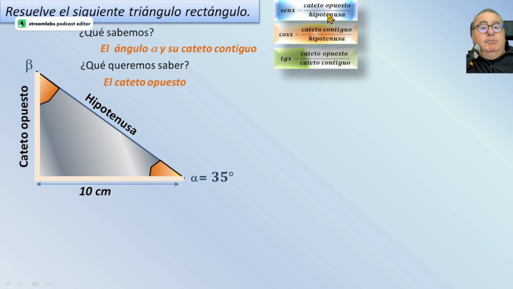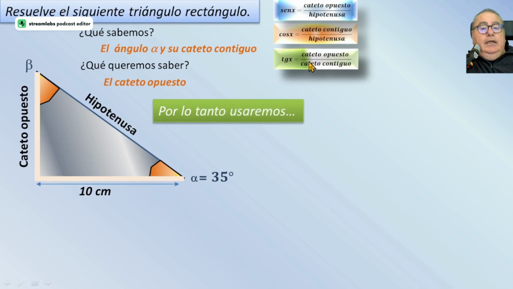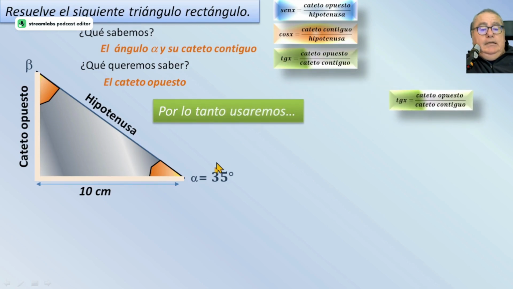Let's think about which of the three is the one to use. Well, the one that relates precisely these two elements, what we know and what we want to know. What relates the adjacent leg to the opposite leg is the tangent formula. That is the formula to use here. So the tangent of the angle, in this case 35 degrees, which is the angle that we know, is equal to the opposite leg, which we do not know what it measures, divided by 10, which is the length of the adjacent leg, which we do know because the problem gives it to us.